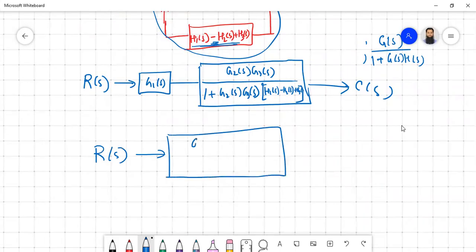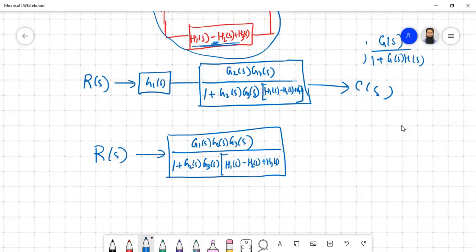G1S will be simply multiplied, so we get G1S, G2S, G3S divided by 1 plus G2S, G3S, then H1S minus H2S plus H3S. This is your required single transfer function model.